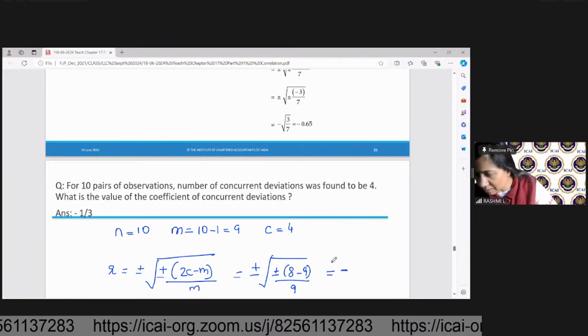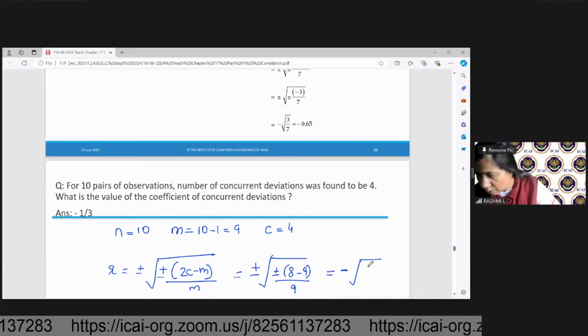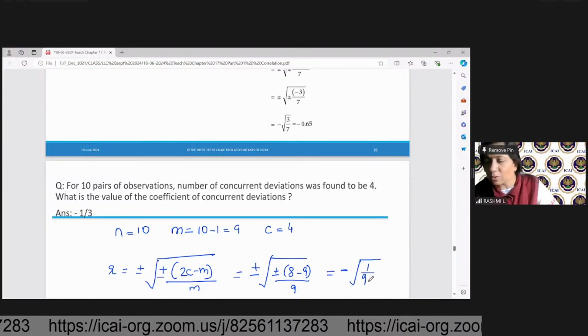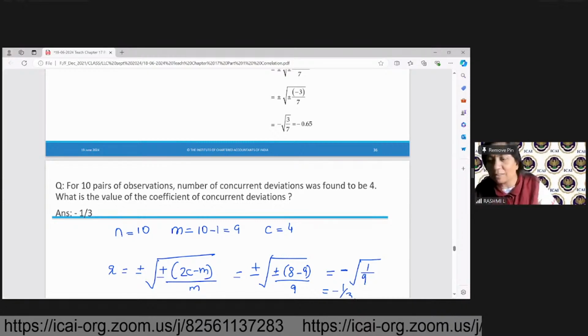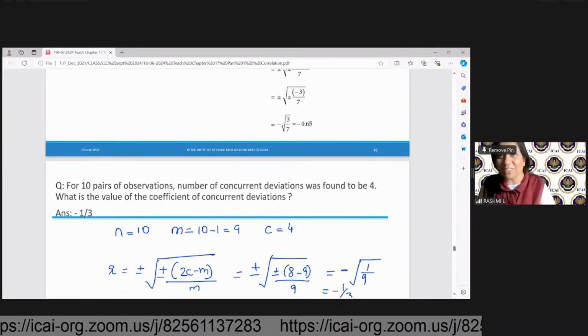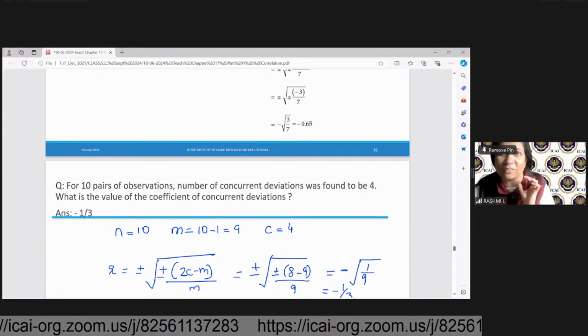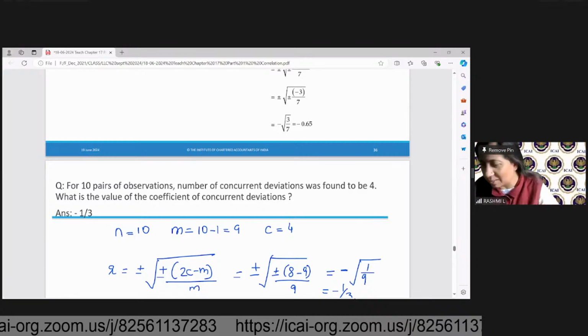So this is minus under root of 1 upon 9. Square root of 9 you know is 3. So answer will be equal to minus 1 by 3. Isn't it? It's a wonderful chapter. Yes, I used to love, even from college days, I used to love correlation regression.